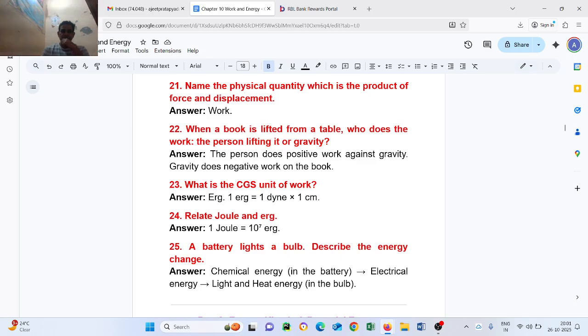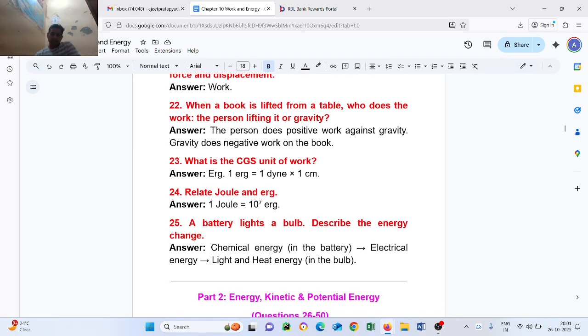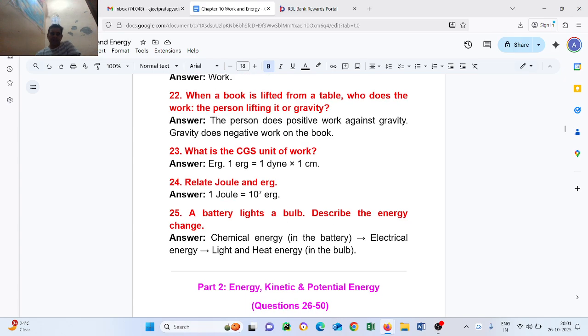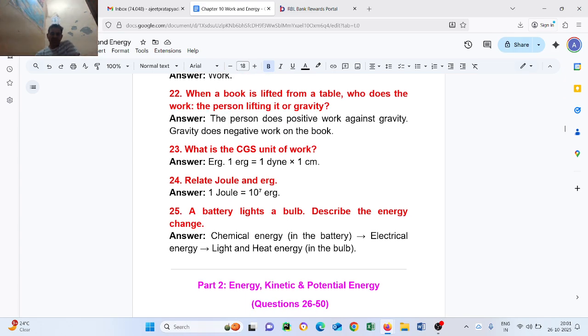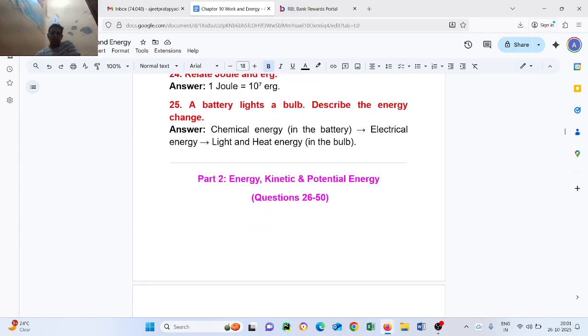Question number 23. What is the CGS unit of work? Erg. 1 erg equal to 1 dyne multiplied by 1 centimeter. Relate joule and erg: 1 joule equal to 10 to power 7 erg. Question number 25. A battery lights a bulb. Describe the energy chain. Chemical energy in the battery to electrical energy, to light and heat energy.